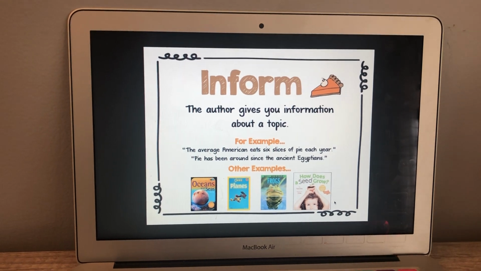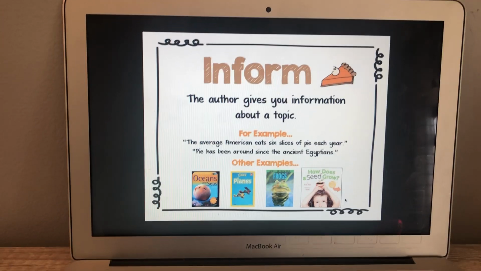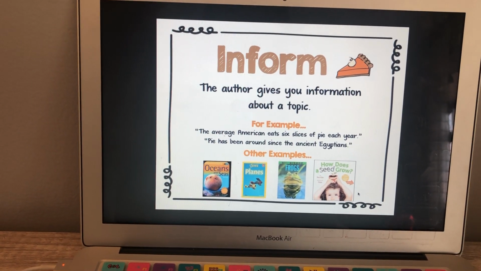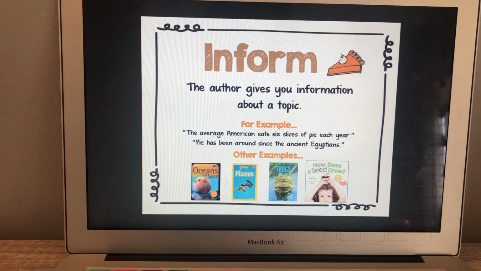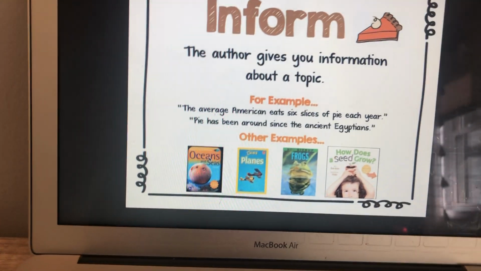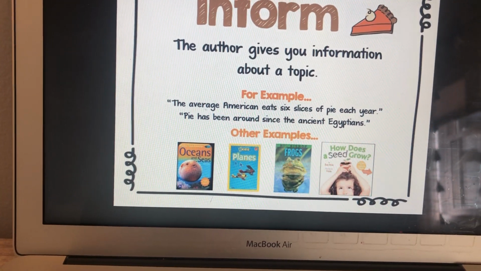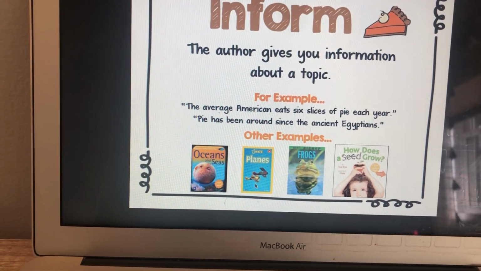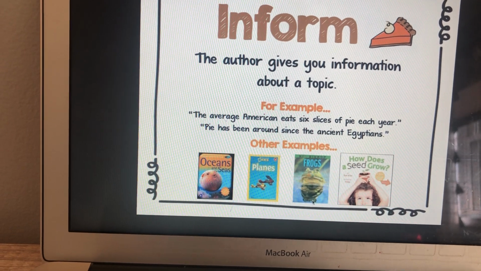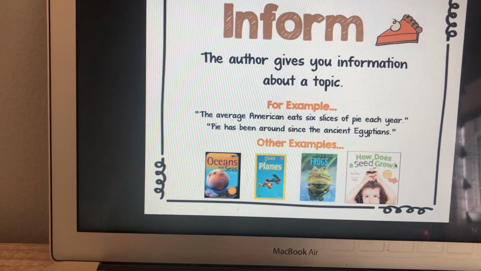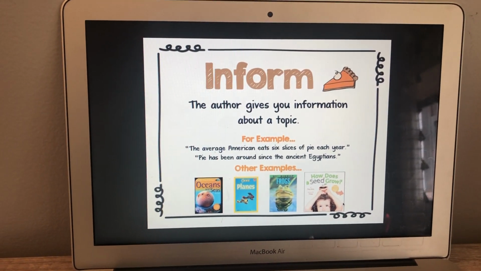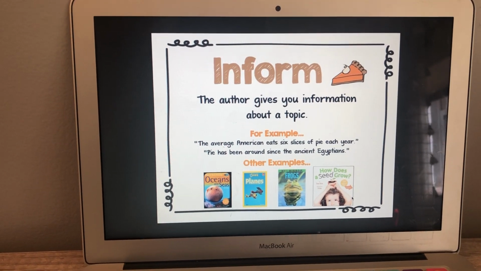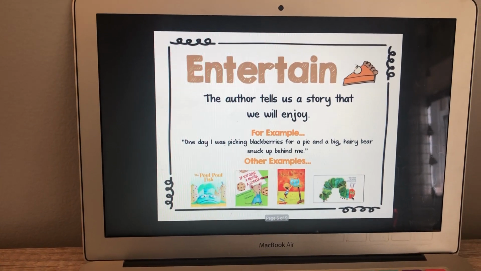Inform. The author writes to give you information about a topic. Okay. So here are some book examples. This book or magazine is about the oceans. This is about planes. This one here is about frogs. And this one is about how does a seed grow.